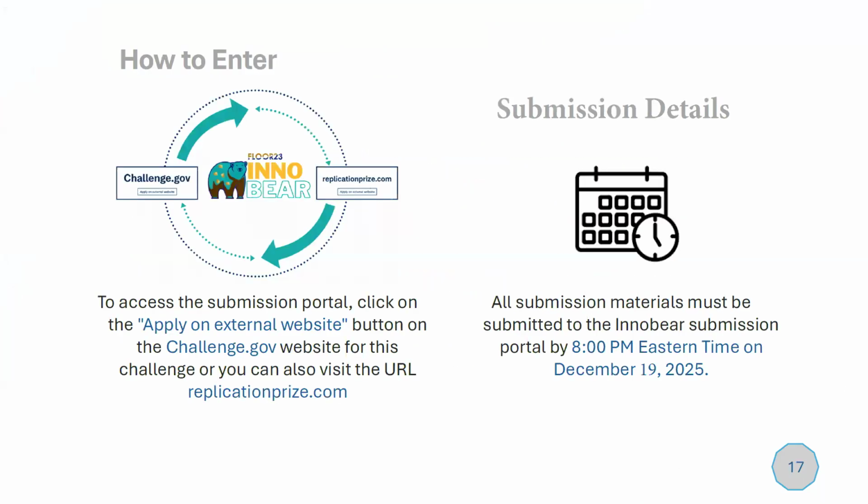Next slide, please. And so how to enter? McKinsey provided a link to the application materials sponsored by InnoBear, Floor 23. And so if you see that icon, you're in the right place. And so that's one way to get to it. You can also visit the replicationprize.com website. And just a reminder that the applications are due by 8 p.m. Eastern Time on December 19th, 2025.